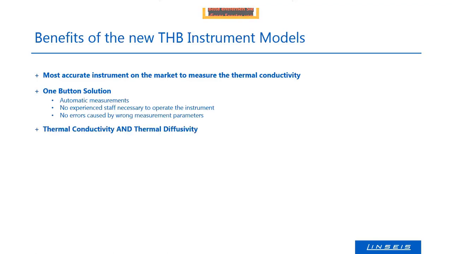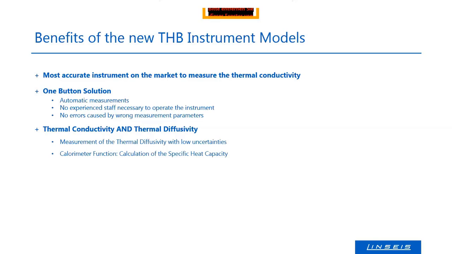The results we get are the thermal conductivity and the thermal diffusivity. Both can be measured with low uncertainties. And if we know the density of our sample, we can calculate from these two values also the specific heat capacity. So we can use it as a calorimeter as well.